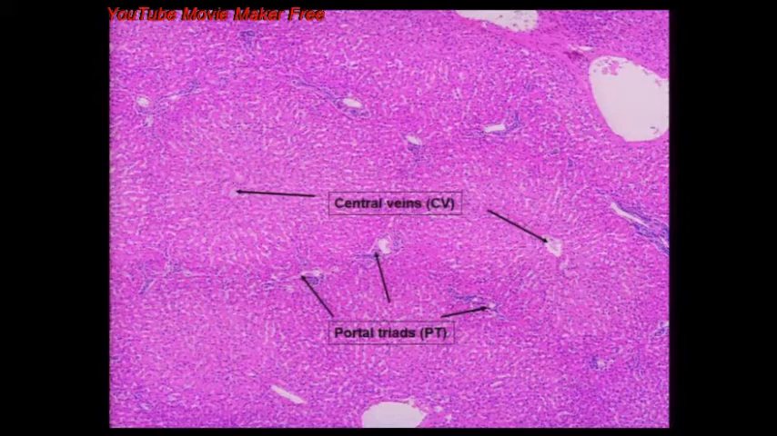Okay, bile, on the other hand, flows the opposite direction. Bile is going to flow from the zone 1 areas down into the portal tracts, into the larger bile ducts, and then eventually out through the large bile ducts in the hilum. Here's how we break the liver into zones.